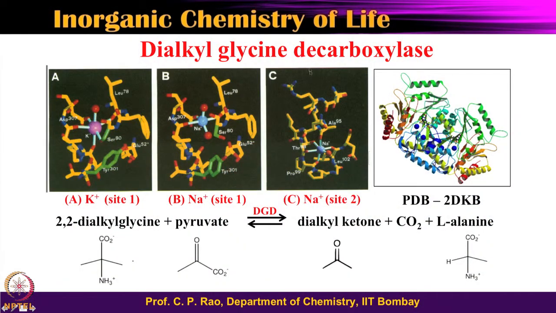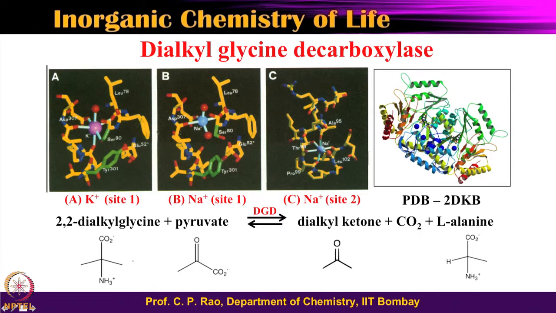So, let us look at the same, taking one example, dialkyl glycine decarboxylase. Decarboxylase, you can understand, you are removing the carboxylic group, that is decarboxylation. This enzyme has a site 1. In site 1, the potassium is binding. Site 1 can also be bound by sodium, and there is a site 2 below, which can be bound by sodium. So, site 1 potassium, site 1 sodium, site 2 sodium, like this.